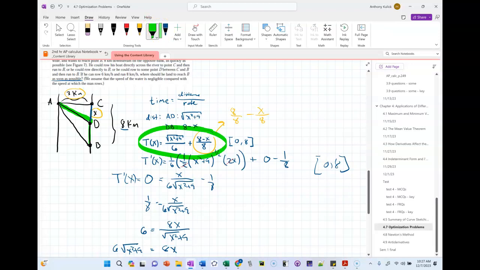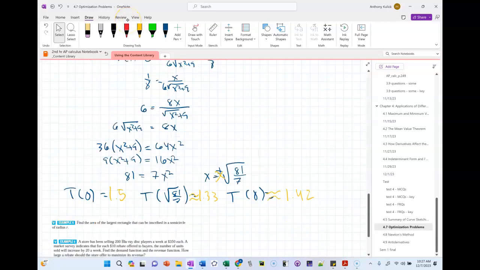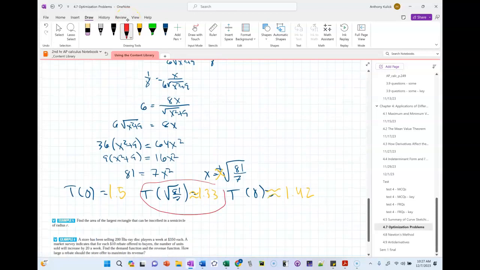Since I have a closed interval, I can do just the absolute maximum or minimum test. So I just plug them in. The biggest value is the maximum. The smallest value is the minimum. Which one do we want? We want the minimum, because we wanted to do this the fastest way possible. So we want the smallest time. We want to take that middle landing point, or in between landing point, I should say. And the time it took is 1.33 hours.